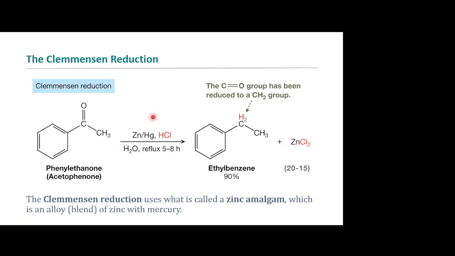It's going to use zinc amalgam. This is zinc amalgam. It's where you take mercury and zinc and you amalgamate them. Does anybody know what an amalgam is, or amalgamate? No. You melt them together so they're a single solid. Okay. It's not the same as an alloy, though, because they're not mixed as thoroughly. So they actually will have spots. Anyways, this is in the presence of HCl. It's going to be water, reflux it for 5 to 8 hours.